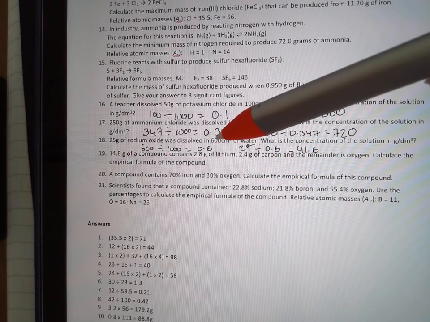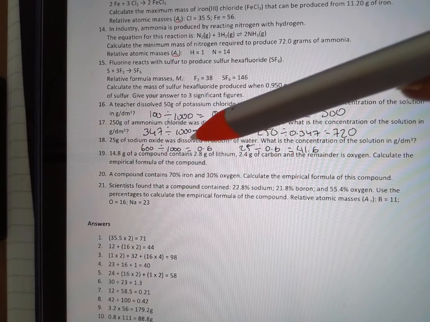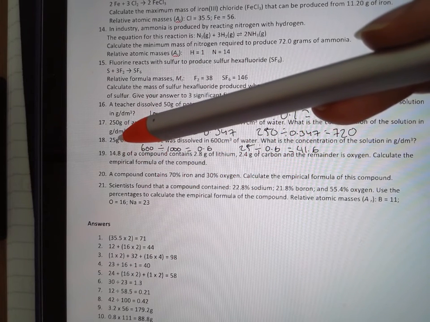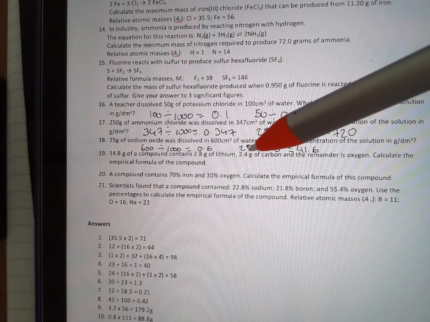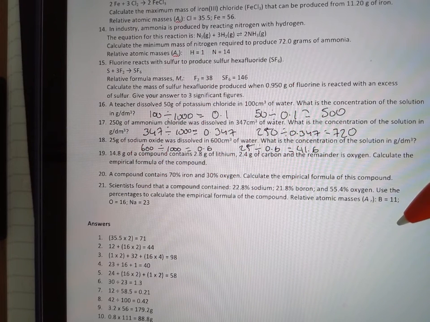Number 18, the number in front of the cm cubed is 600. 600 divided by 1000 is 0.6. I take the other number in the question, the number in front of the g, and I do 25 divided by my 0.6 equals 41.6. Okay, that's all you have to do with those questions. 2 steps for 2 marks.